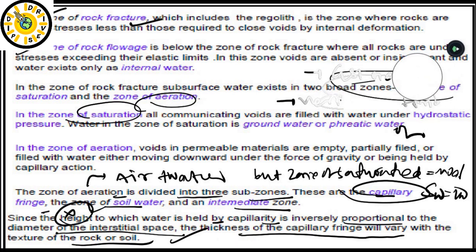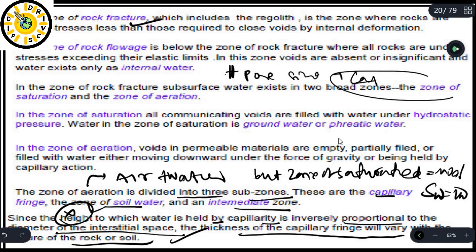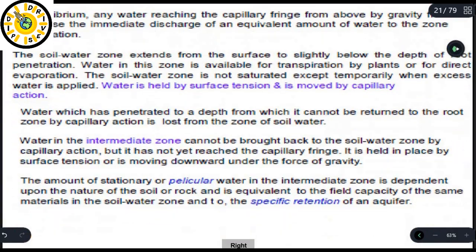जैसे मान लो pore size अगर ज्यादा होगा, let me erase this. My pen is not working, that is the main issue, right? If the pore size is higher, then the capillary rise will be lower, the thickness of the capillary zone will be low, right? Since the height to which the water is held by capillarity is inversely proportional to the diameter of the interstitial space, the thickness of the capillary fringe will vary with the rock soil, okay.